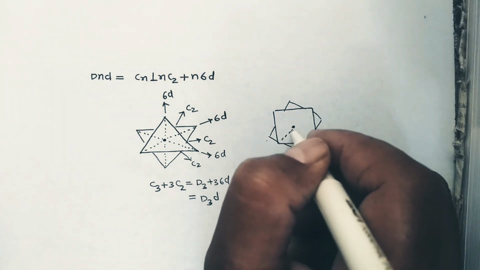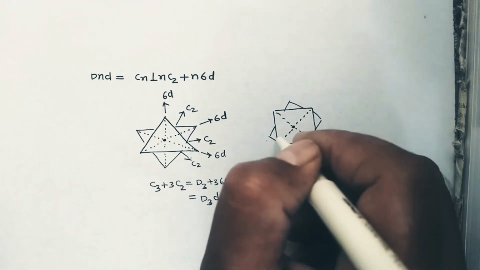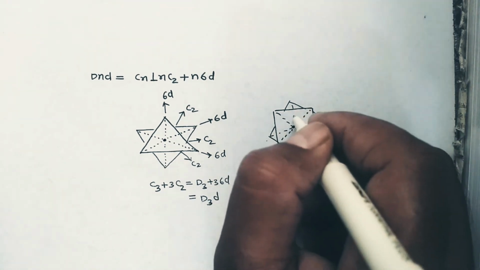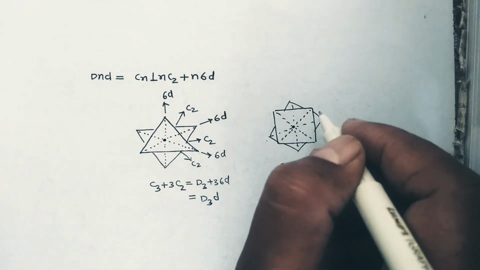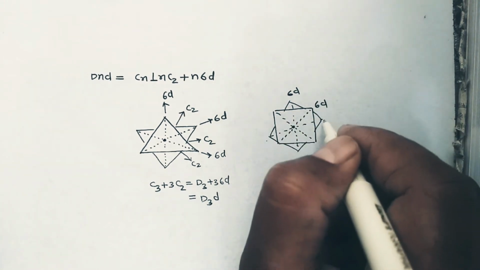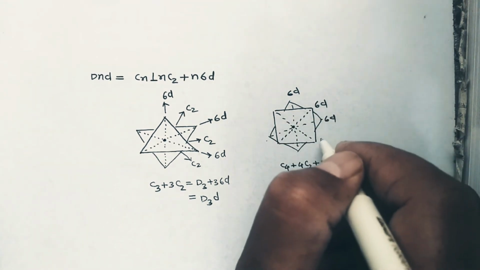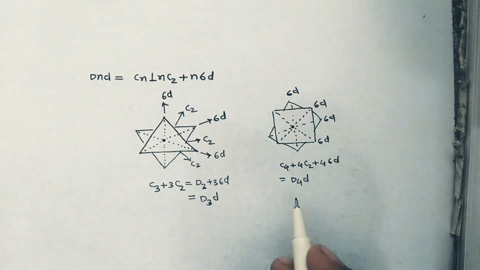You can practice. So there are 4 C2 plus C4 axis plus 4 sigma d, dihedral plane. So if the hexagonal structure is there, then the point group is D6d.